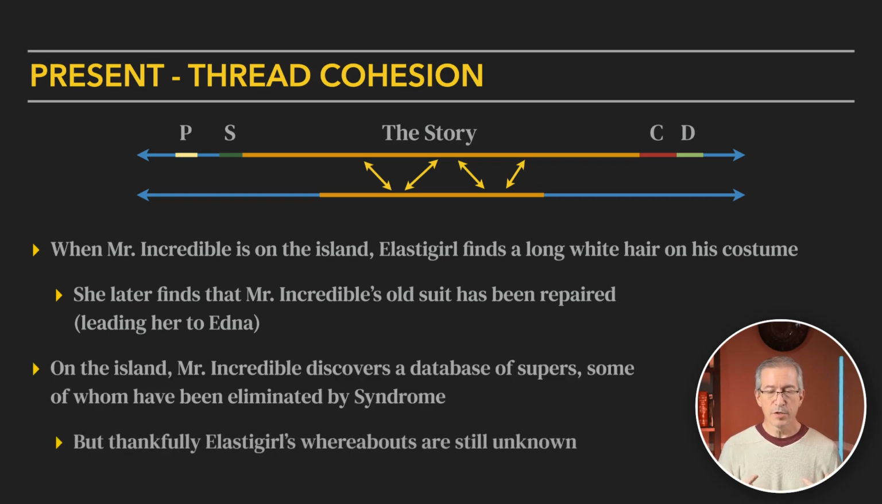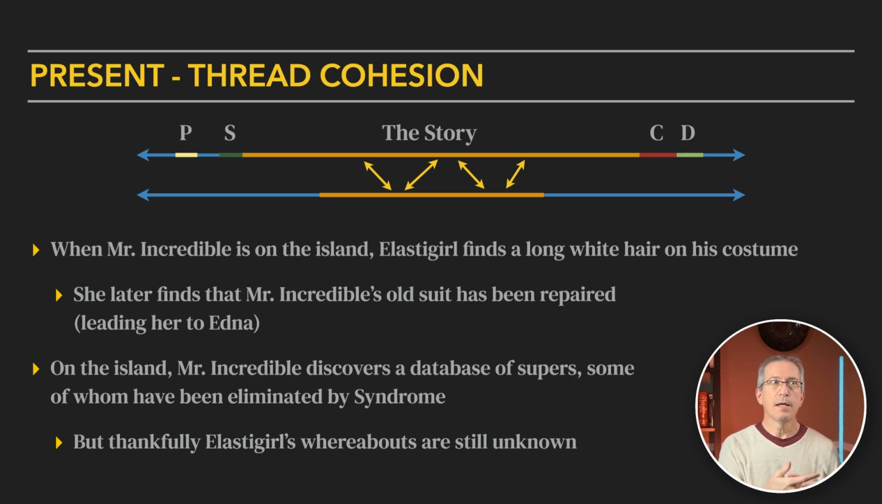On the island, Mr. Incredible discovers a database of supers, some of whom have been eliminated by Syndrome. And so he's able to break into this computer system, and he sees the robots and their iterations, and he's starting to get more and more horrified. And then he's like, oh my God, has Syndrome found Elastigirl? Has he found my wife? And so he does a lookup, and he finds that, in fact, she hasn't been found, and there's this big sigh of relief on Bob's part.